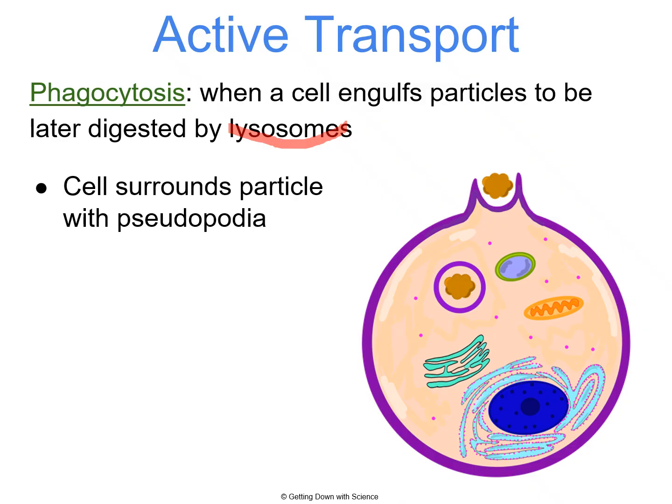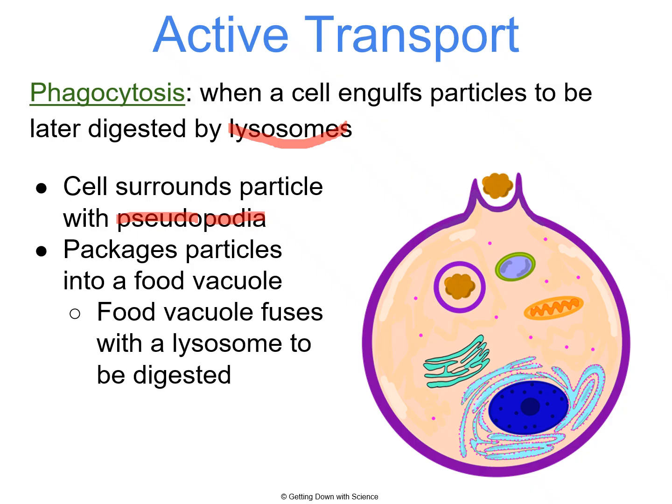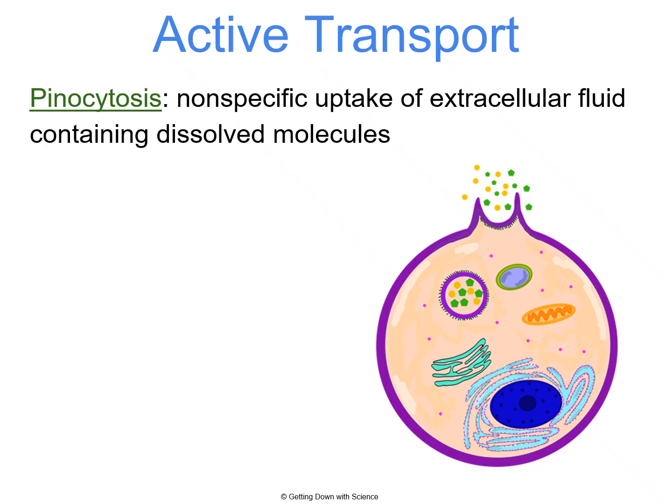The cells will surround the particles using pseudopoda, and pseudo means false, and poda suggests feet. So they will use the pseudopoda structure, which are feet-like structures. They're similar to how amoeba moves using their pseudopoda. They will package the particles in food vacuoles, and then those particles will fuse with the lysosomes. And once they fuse with lysosomes, remember lysosomes contain digestive enzymes, so they're going to be digesting or breaking down those particles.